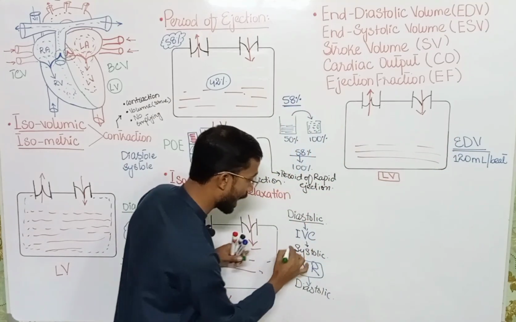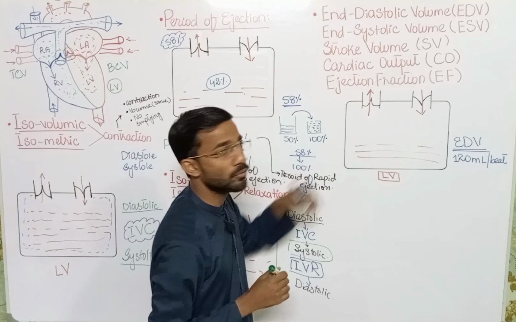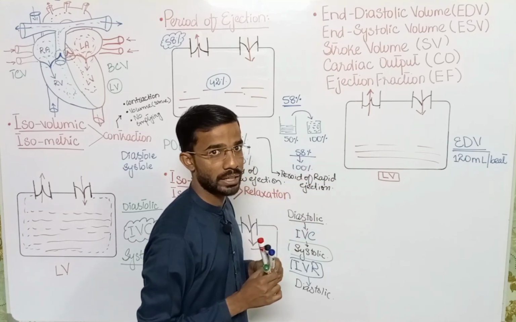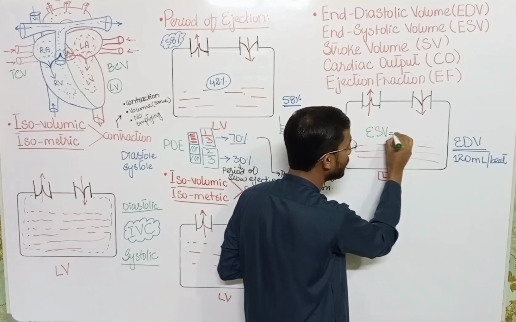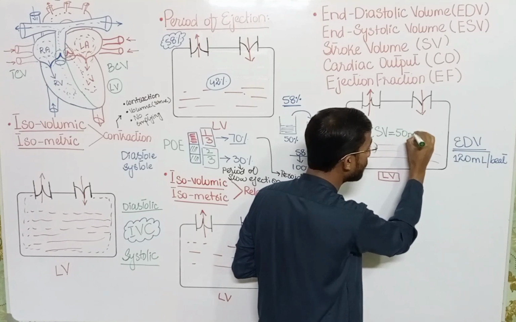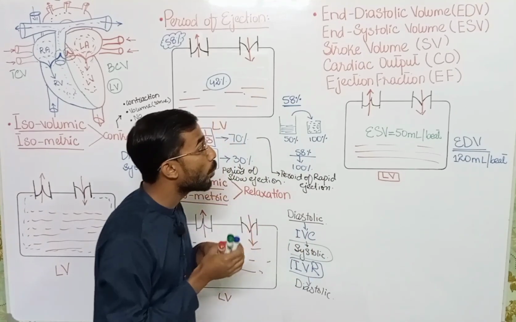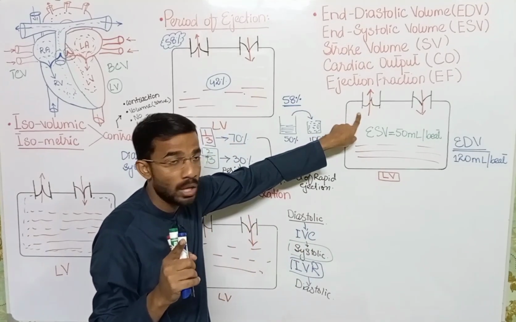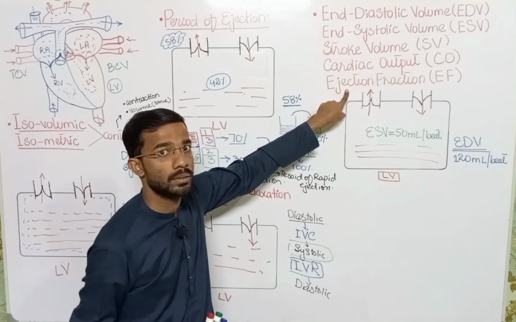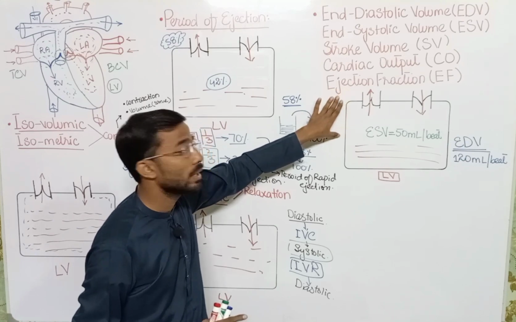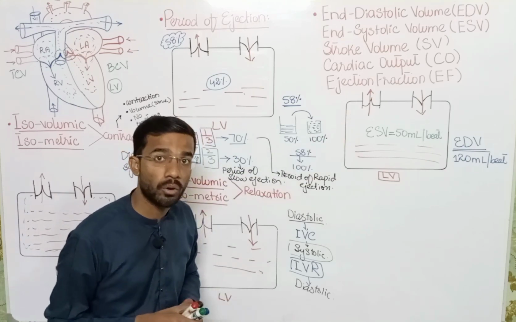So, as I say, in this systolic state, at the end of this systole, what volume is present in the left ventricle? It is called the end systolic volume, and it is 50 ml per beat. Then what amount of volume will eject from the semilunar valve in one beat? The volume ejecting from the semilunar valve in one beat is called the stroke volume.